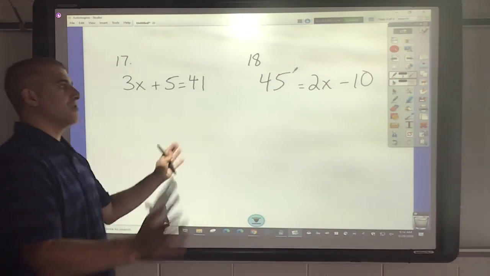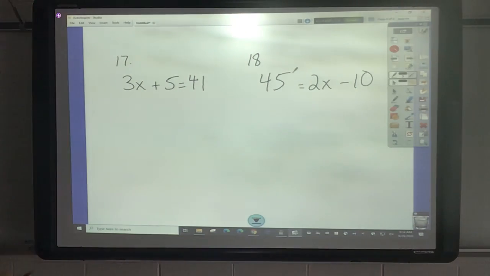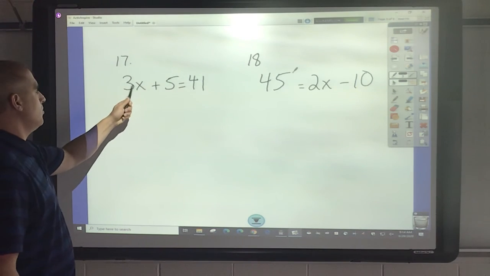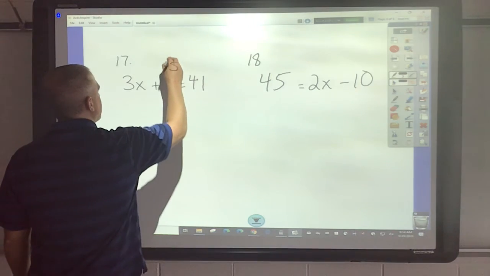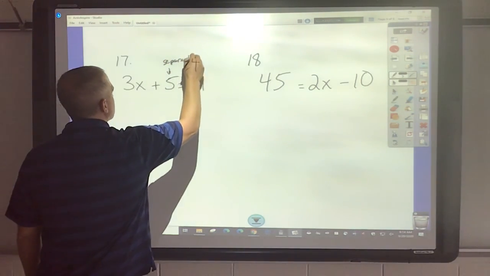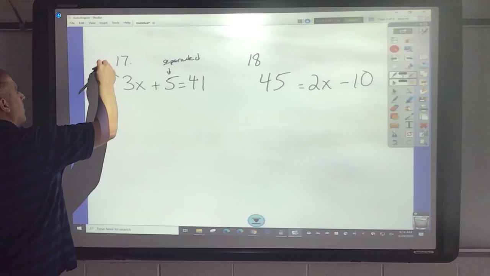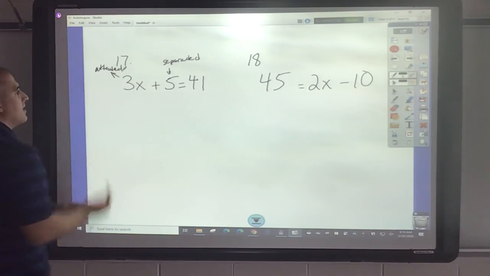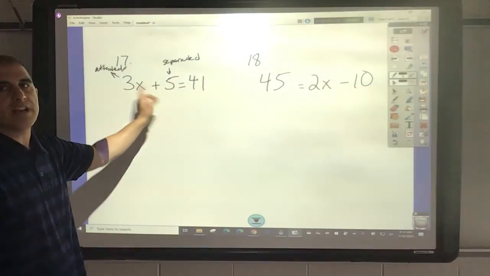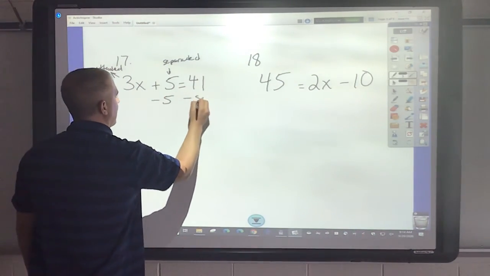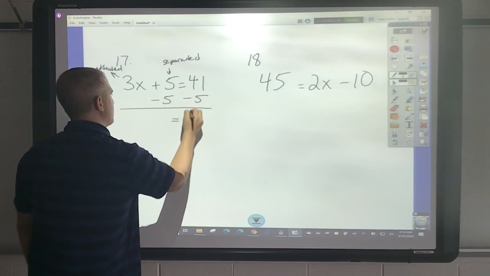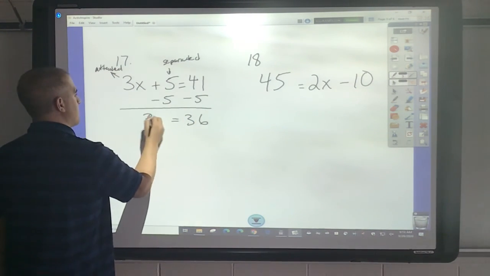I'm just introducing x. You can use any variable you want. So what I want to do, I've got the variables on one side. Now, what you see is I have two numbers on that side. This would be the separated one. This would be the attached one. And what my rule says is I've got to get the separated one away first. So in this case, what I would do is subtract 5, which would give me 36, and then 3x.